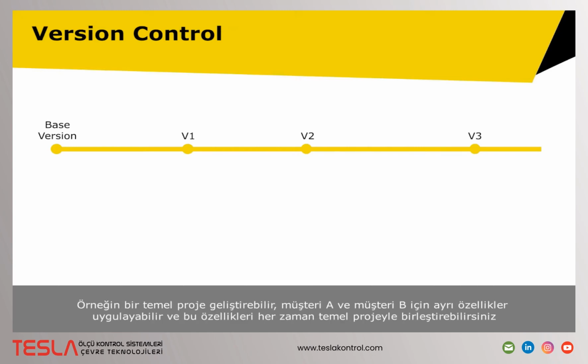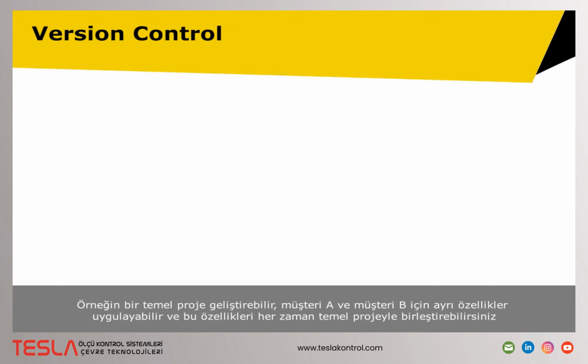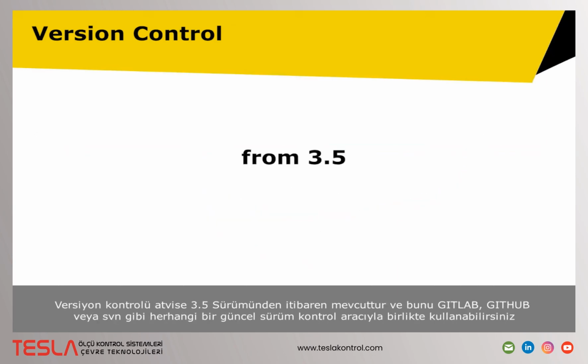For example, you can develop a base project, implement separate features for customer A and customer B, and you can always merge these features into the base project. The version control is available from Atvise version 3.5, and you can use it in combination with any current version control tool like GitLab, GitHub or SVN.